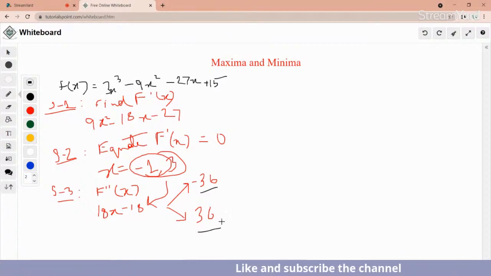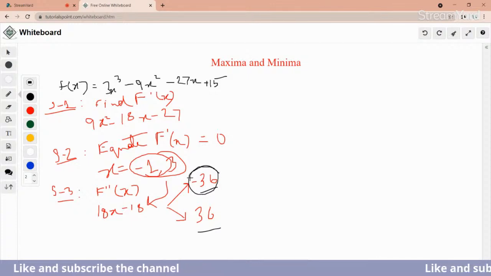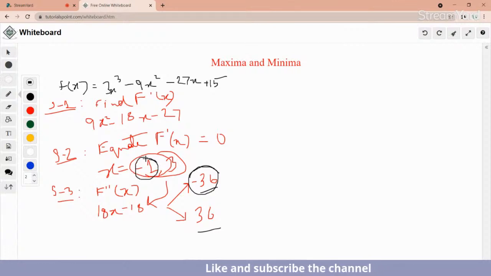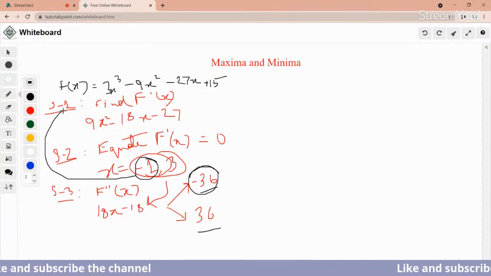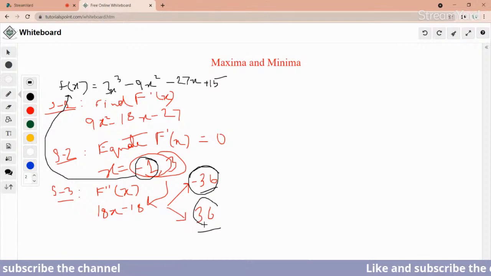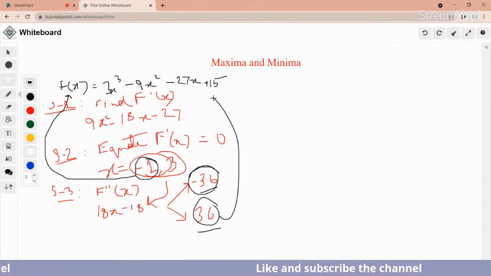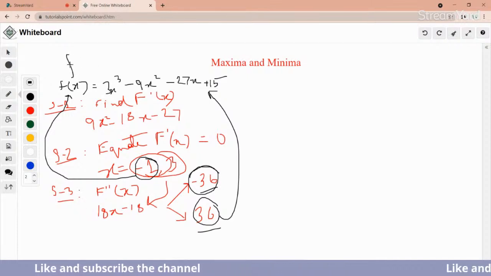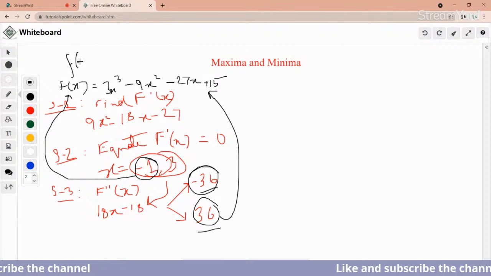But this -36 came due to what? Applying here -1. So x is equal to -1 will provide the maxima of the main equation. This negative value of the double differentiation, that is at -1, will give the maxima for this polynomial equation, and the positive value will give the minima for this. How? Just put the value f of -1 here.